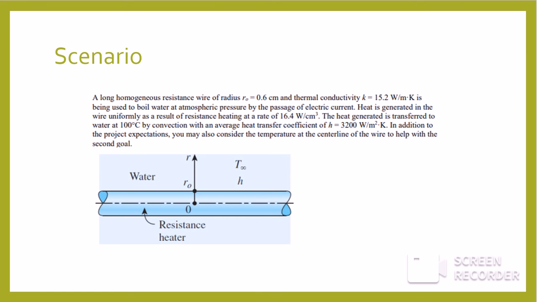Here we go. Here's the scenario that I chose. It's summed up: it's a wire used to heat water by convection. As you can see, the wire acts as a resistance heater, which then goes into the surrounding atmosphere, which is the water. The wire uses electric current to generate heat, which is uniform, as you can read through the scenario.